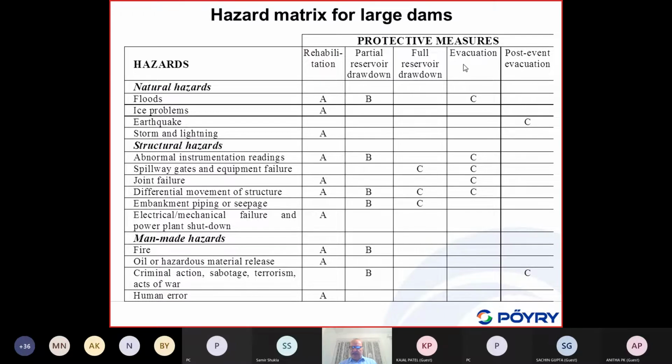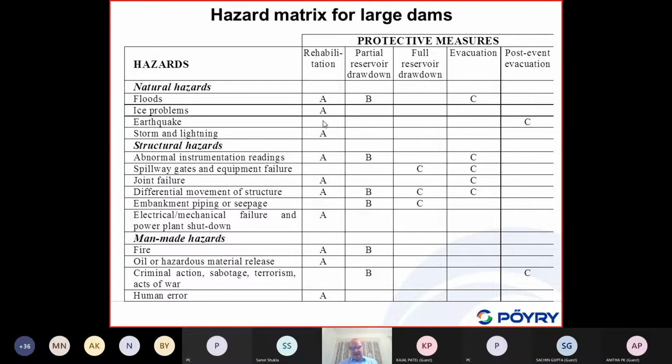If the flood, of course, comes, we can initiate evacuation. This can be done in different ways. In our case, we have a so-called water alarm system. But this would be for an extreme flood event. So similarly, for the earthquake, of course, we make a reassessment and we can make a rehabilitation.